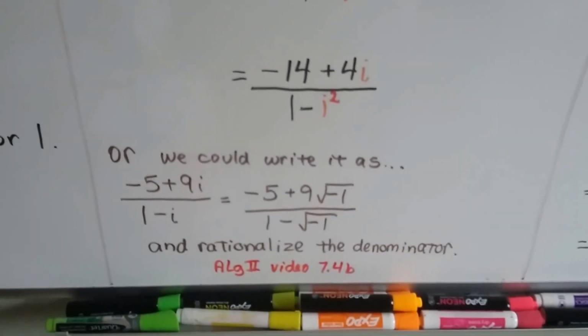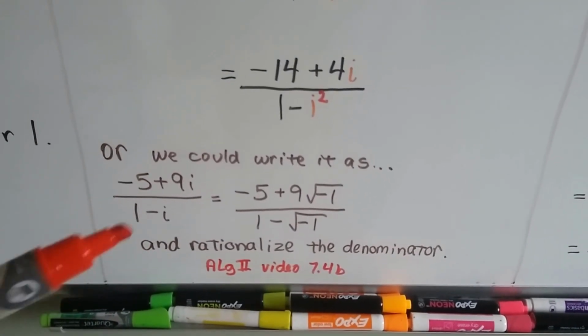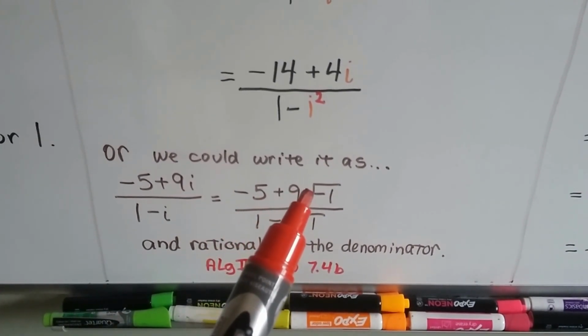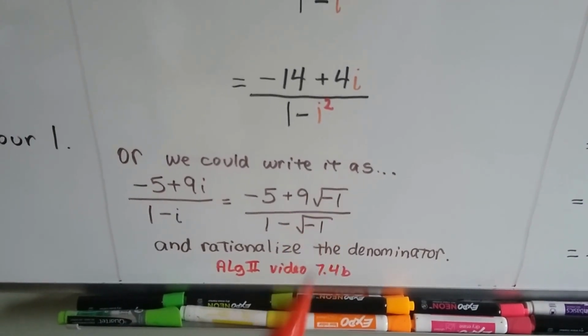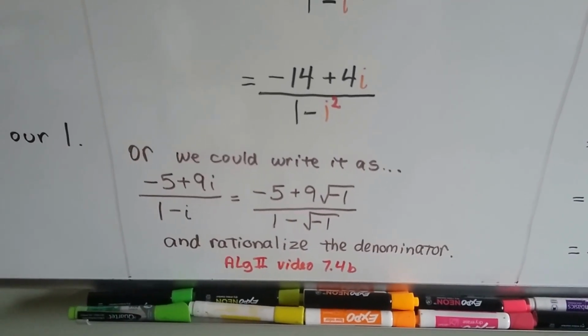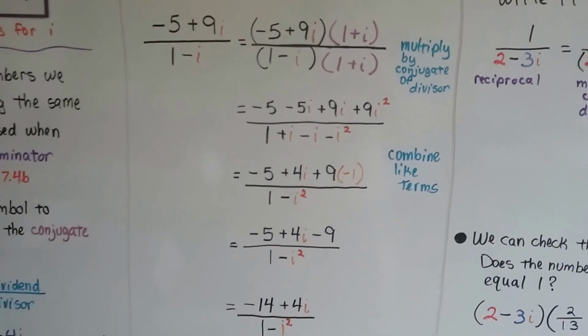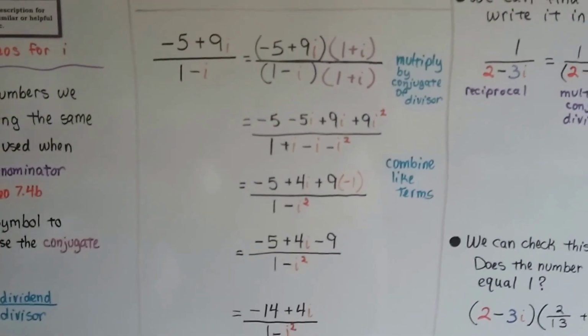We could also think of it this way. You could look at the negative 5 plus 9i over 1 minus i as negative 5 plus 9 times the square root of negative 1, like we did in 7.4b, and we can rationalize the denominator. You could do it that way. But I didn't think this way was that hard, okay? The way we did it. We just FOILed them and combined like terms, right?